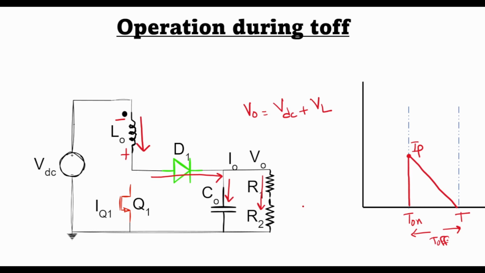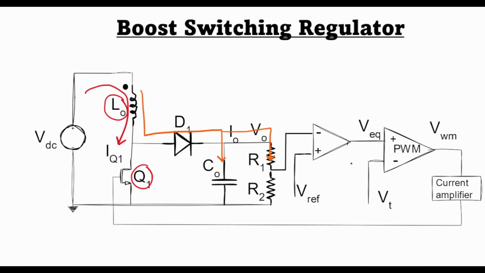In the next lecture, we'll see how the output voltage V0 is regulated based on a feedback loop like this. We looked at the PWM control for a buck switching regulator. Now in the next lecture, we'll see how the output voltage V0 is maintained in a boost converter with PWM operation.